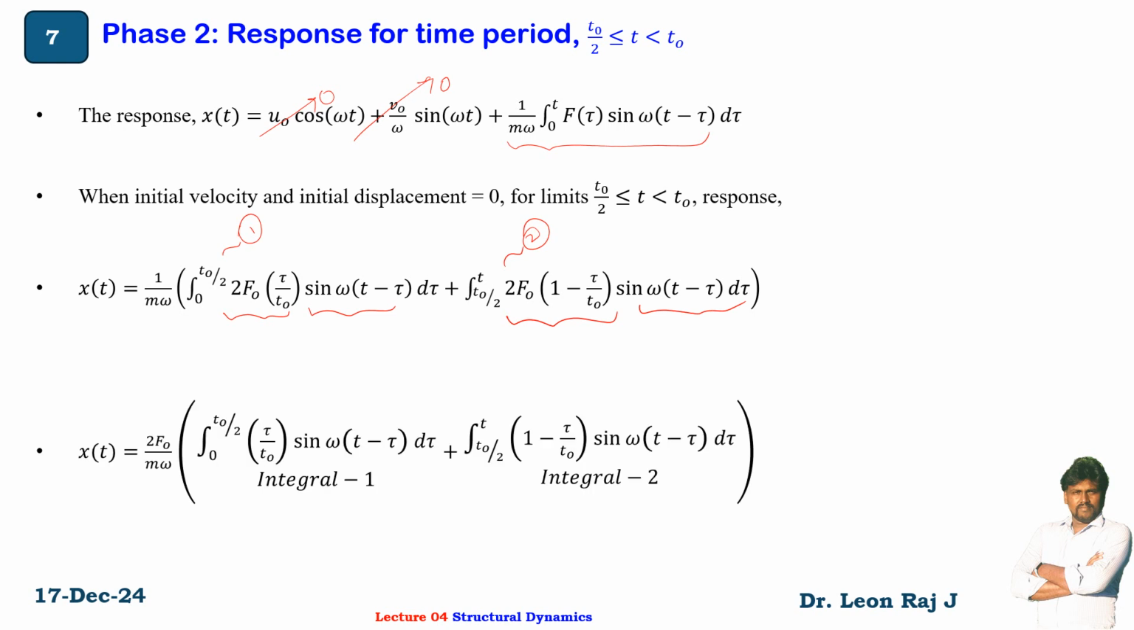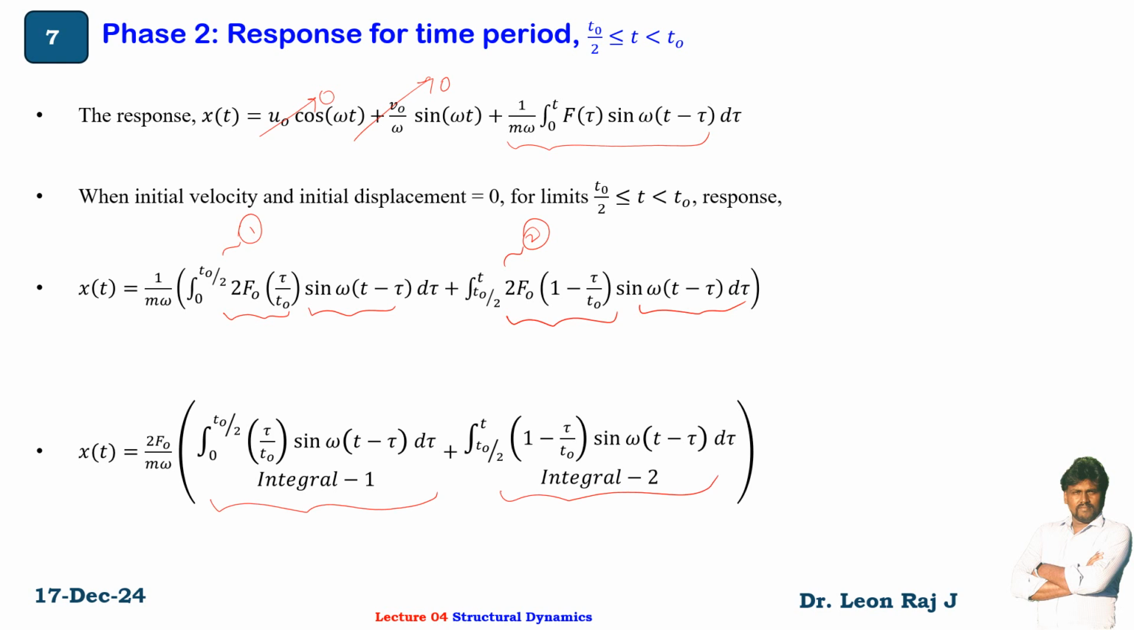So remaining everything is very simple. X of t equal to 2 f0 divided by m omega. So just you have taken the 2 outside. In both terms, 2 is constant, so you have taken the 2 outside. So this whole part belongs to integral 1, and this part belongs to integral 2. Just to give a better understanding, I'm naming it as integral 1 and integral 2.